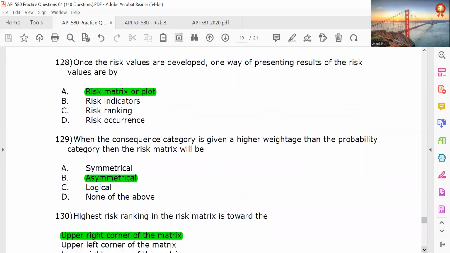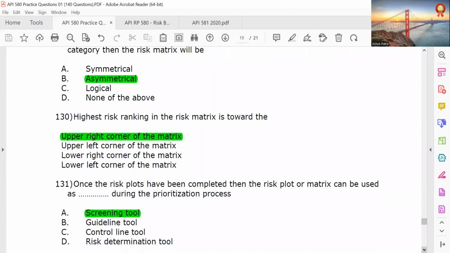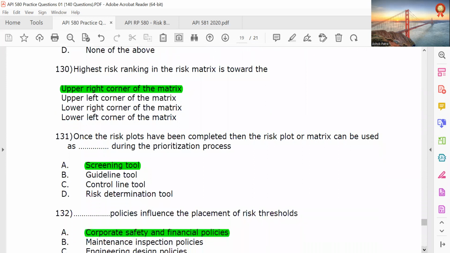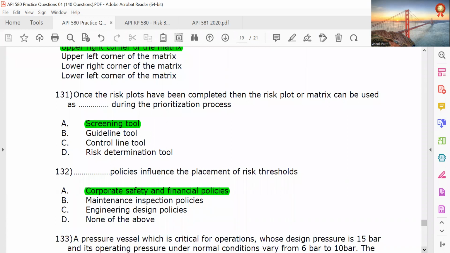Once the risk values are developed, one way of presenting the results is by a risk matrix or plot. When the consequence category is given a higher weightage than the probability category, then the risk matrix will be asymmetrical. The highest risk ranking in the risk matrix is towards the upper right corner of the matrix. Once the risk plots have been completed, the risk plot or matrix can be used as a screening tool during the prioritization process. Corporate safety and financial policies influence the placement of risk thresholds.